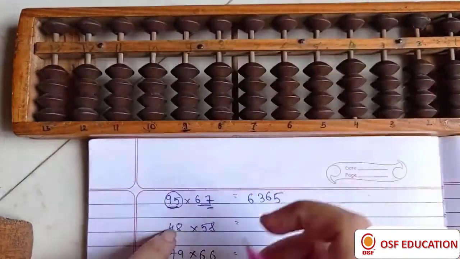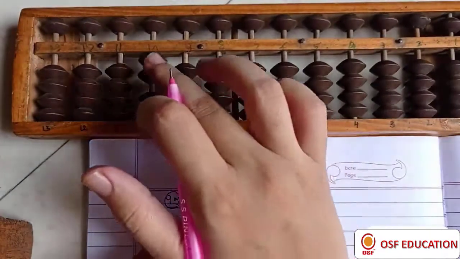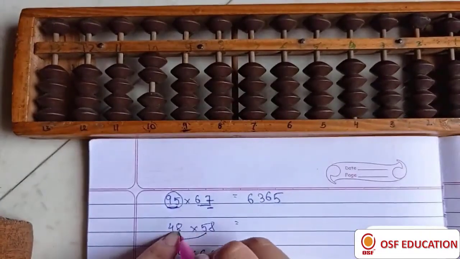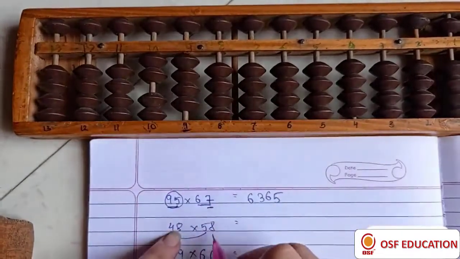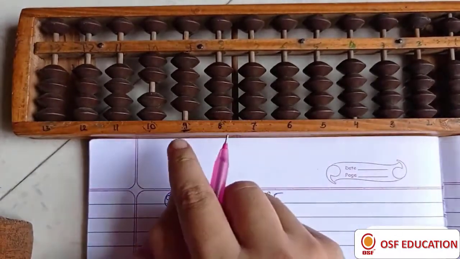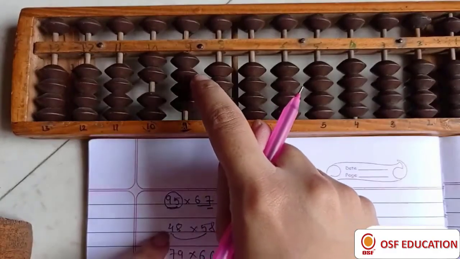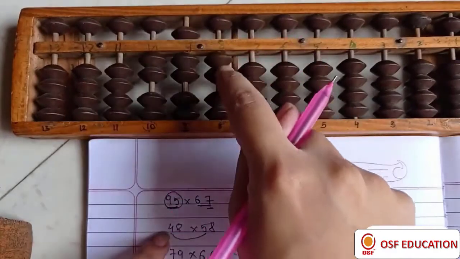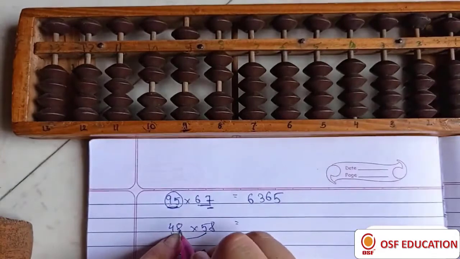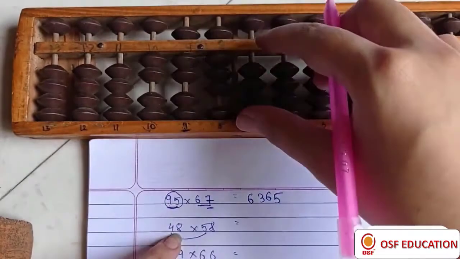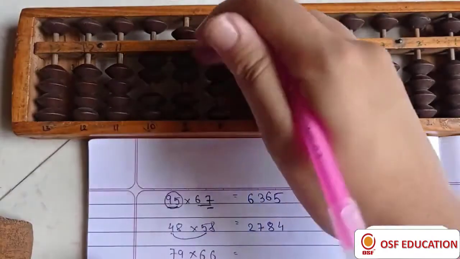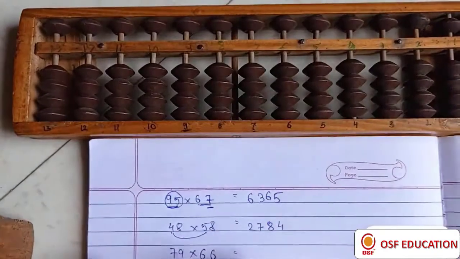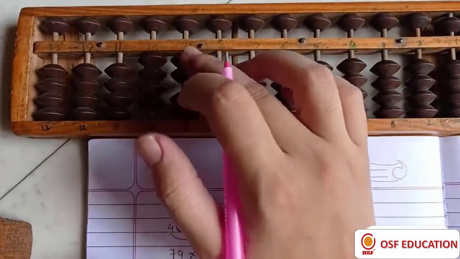Okay. Now 5 with 4. 5 4s are 20. 5 8s are 40. 8 4s are 32. Starting from here. So the friend of 3 is 2 down, 5 down, and here 2. 8 8s are 64. So our answer is 2784.